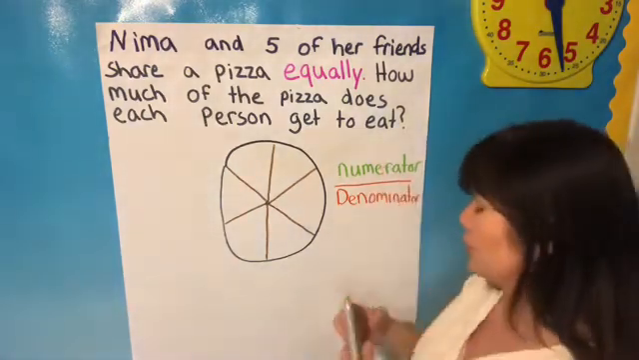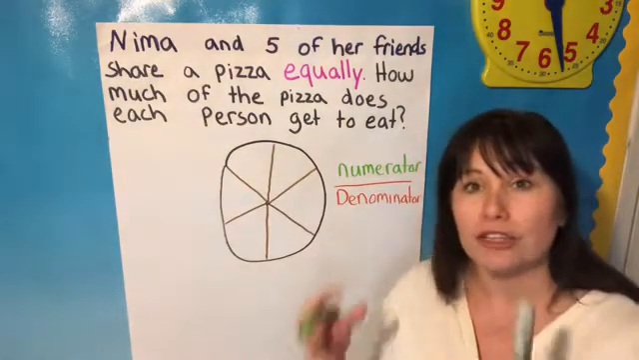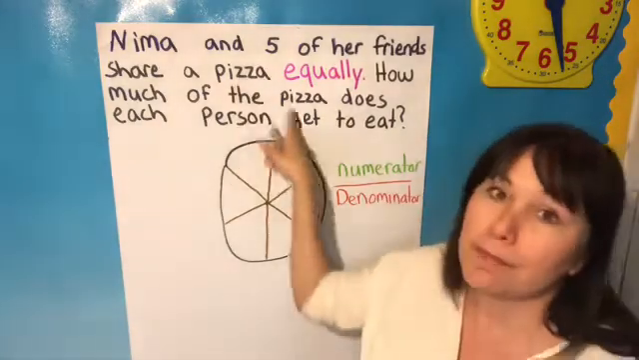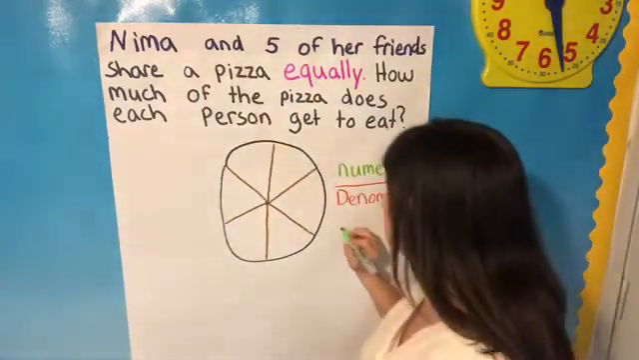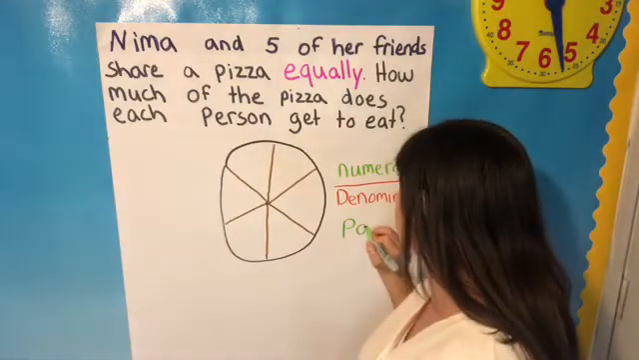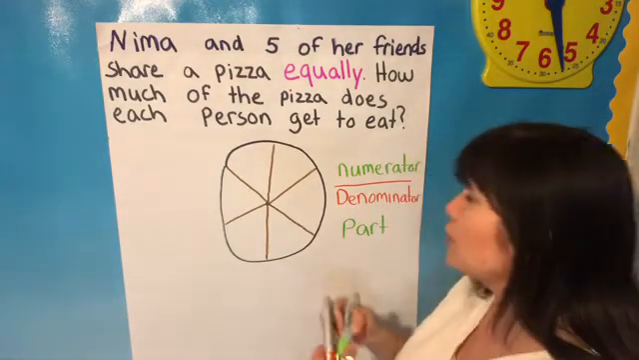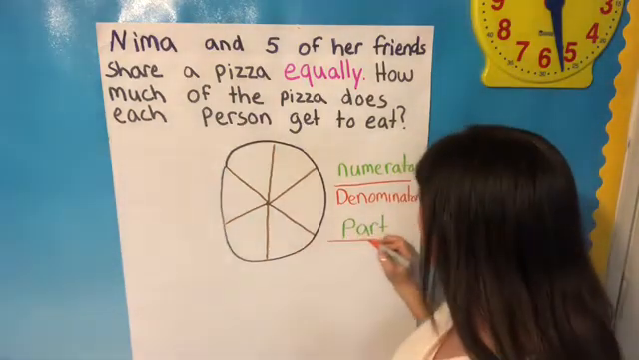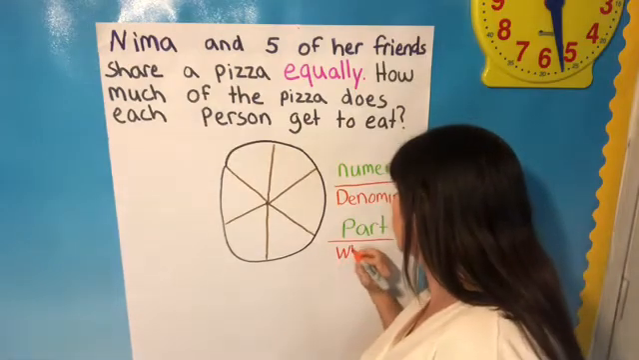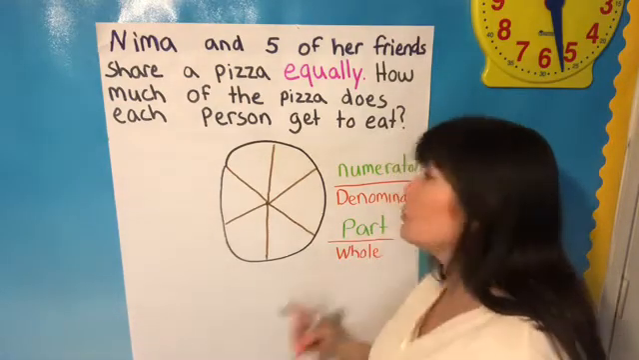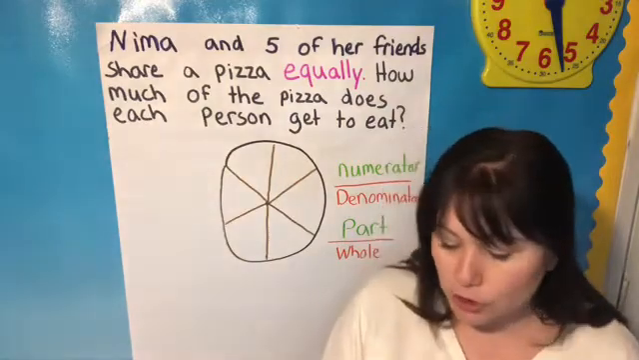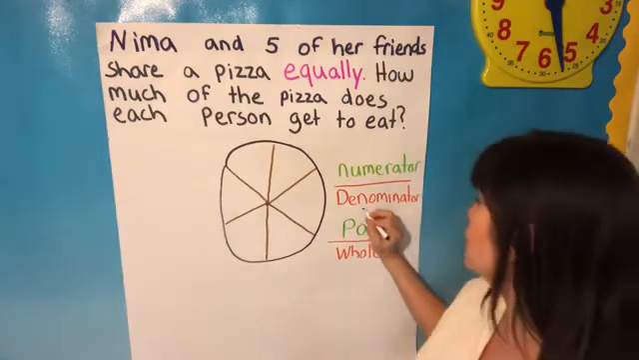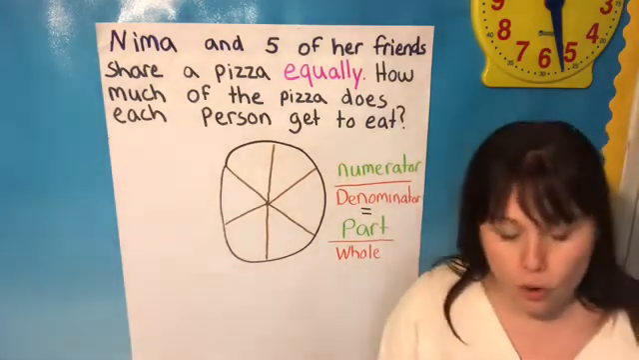Now here's what you need to know, okay? The numerator is the part of the fraction you are working with. In this case, the numerator is the amount that the friends get to eat. So that is the part. The denominator, that number that comes on the bottom, that's the whole number of pieces that you have. So the numerator over the denominator means the part over the whole.